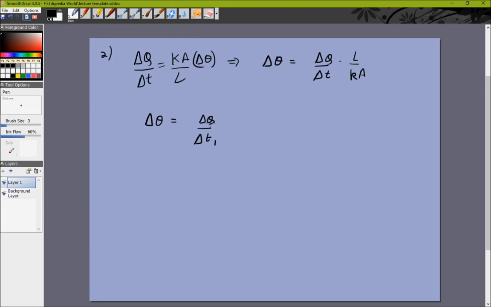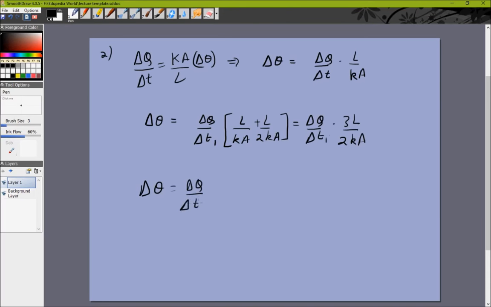See, the amount of heat is the same in both cases, and the temperature difference across the ends is also the same in both cases. So delta Q and delta theta will be the same in both cases. In the first case it's series, so we'll have the resistance being added up, and the blocks have identical dimensions, so we'll have L by Ka plus L by 2Ka, right, which becomes delta Q by delta T1 times 3L by 2Ka. And in the other case we have delta theta is equal to delta Q by delta T2.